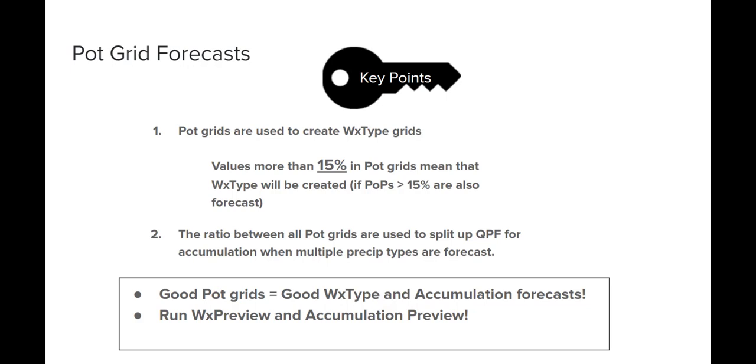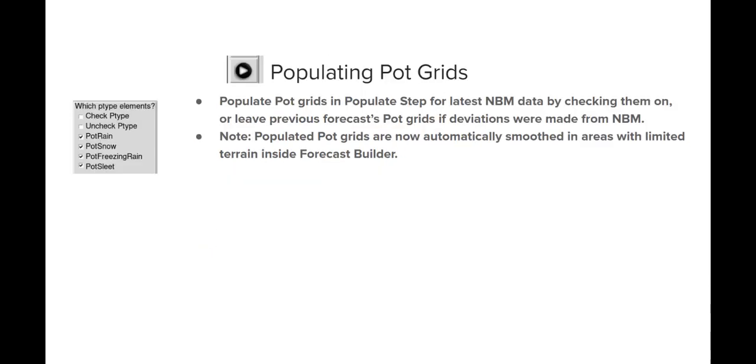Finally, running the weather preview and accumulation preview in the Analyze Adjust step before you start any grid editing is highly recommended. Populate the POT grids in the Populate step to get the latest NBM data by checking them on. Some sites have a cron that does this for them.